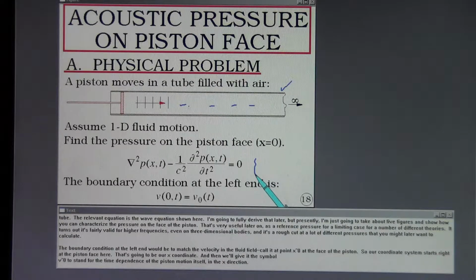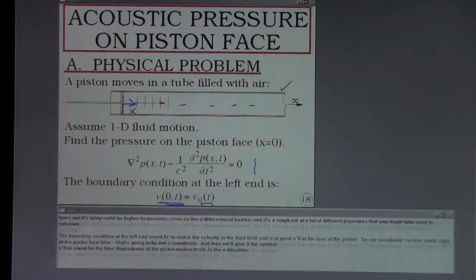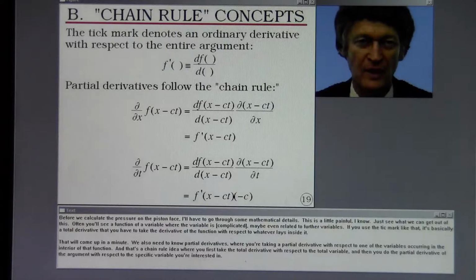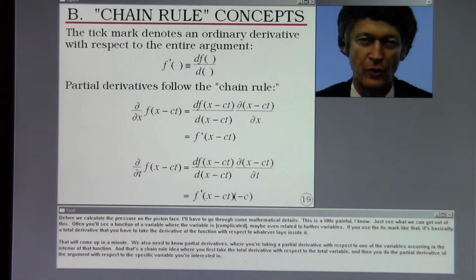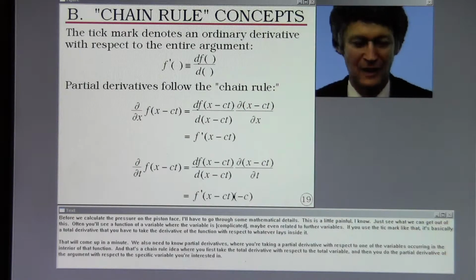The boundary condition at the left end would be to match the velocity in the fluid field, call it at point x0 at the face of the piston. So our coordinate system starts right at the piston face here. That's going to be our x coordinate. And then we'll give it the symbol V0 to stand for the time dependence of the piston motion itself in the x direction. Before we calculate the pressure on the piston face, I'll have to go through some mathematical details. This is a little painful, I know. Just see what we can get out of this.